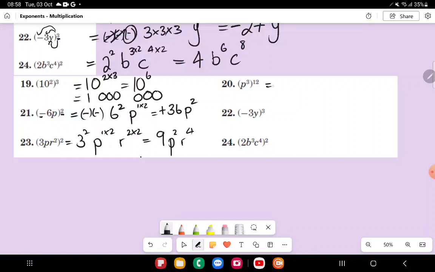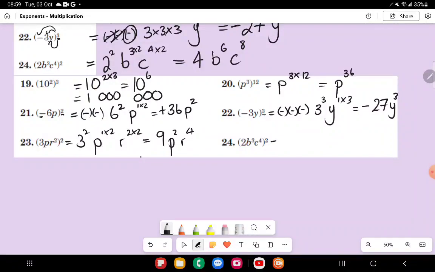Question 20, I've got p^3 to the power of 12, which is p^36. Yeah, I've got minus, minus, minus as 3 minuses. 3 cubed, y to the power of 1 times 3, which gives me negative. 3 times 3 times 3 is 27, so it's negative 27y^3. And then this one is going to be 2 squared, b^(3 times 2), c^(4 times 2), which gives me 4 b^6 c^8.